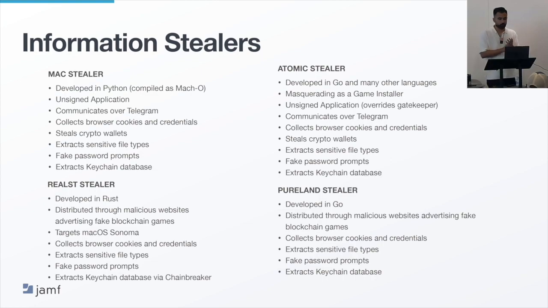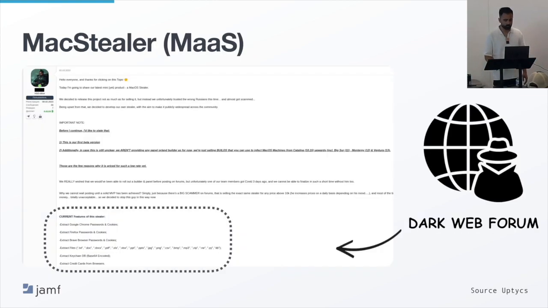Malware, information stealers. We've been seeing a ton of information stealers like Atomic Stealer, MacStealer, Realst Stealer, Pureland, and also write-ups from Chris and Adam on Cuckoo. And really the goal for information stealers is to exfiltrate as much data from the system in one go and send it to the C2. And they often leverage AppleScript prompting the user for their password in order to dump the keychain, cookies, credit card information that's stored in browsers and things like that.